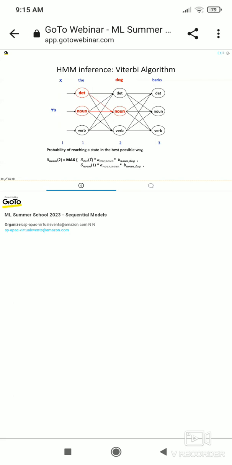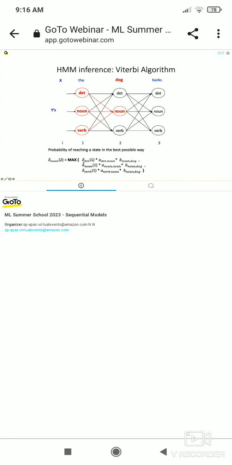So this is represented by this particular term: being in the state, the initial probability, the previous delta, the noun into transition probability and the emission probability here. Similarly, we can compute the path associated with verb to noun using this equation. So out of these 3, we have to find the best possible path.